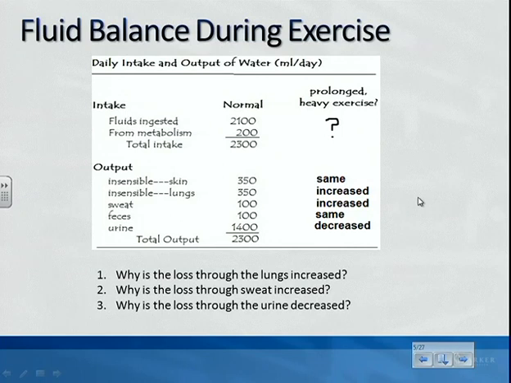Lungs, though, it's increased. Why would insensible water loss through the lungs increase during heavy exercise? Because you're breathing more. So you're going to lose more just by breathing. Definitely going to sweat, I would hope. Feces, I shouldn't change. I'm assuming you're not pooping while you're running, okay? Urine, though, would hopefully decrease. So hopefully, the amount of water that we're losing by sweating and from breathing, and if I'm question mark by my intake, I can maintain homeostasis.